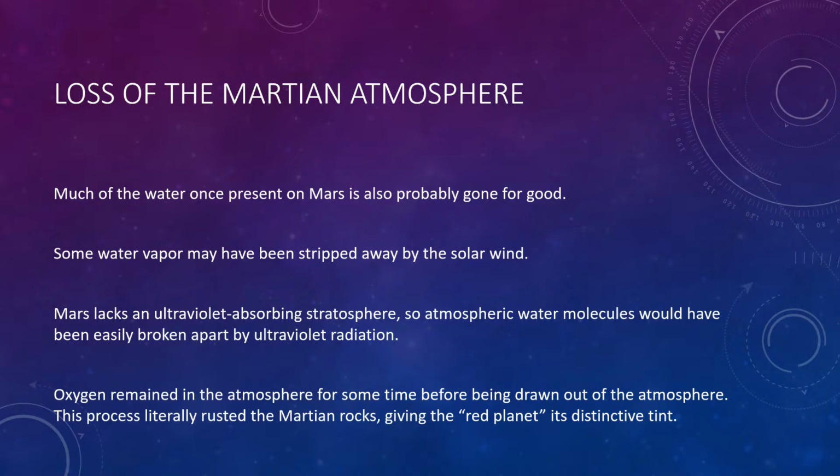Some was probably stripped away by solar wind, and the rest was drawn out of the atmosphere through chemical reactions with surface rocks. This process literally rusted the Martian rocks, giving the planet its distinctive tint, that being a reddish-brown color. So, Mars is a red planet, literally because the surface is rusted due to ultraviolet radiation coming in and stripping away the water molecules, where oxygen then gets locked into the rocks and rusts the surface. So, Mars is literally rusted.